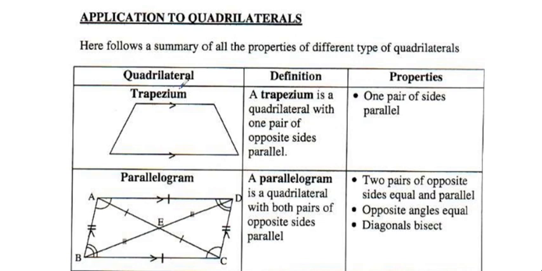Firstly, we've learned what a trapezium is. The trapezium is a quadrilateral with one pair of opposite sides parallel. Because they're parallel, the gradient of this line is equal to the gradient of that line. They will not give you a horizontal or vertical kind of quadrilateral. So this is the property.